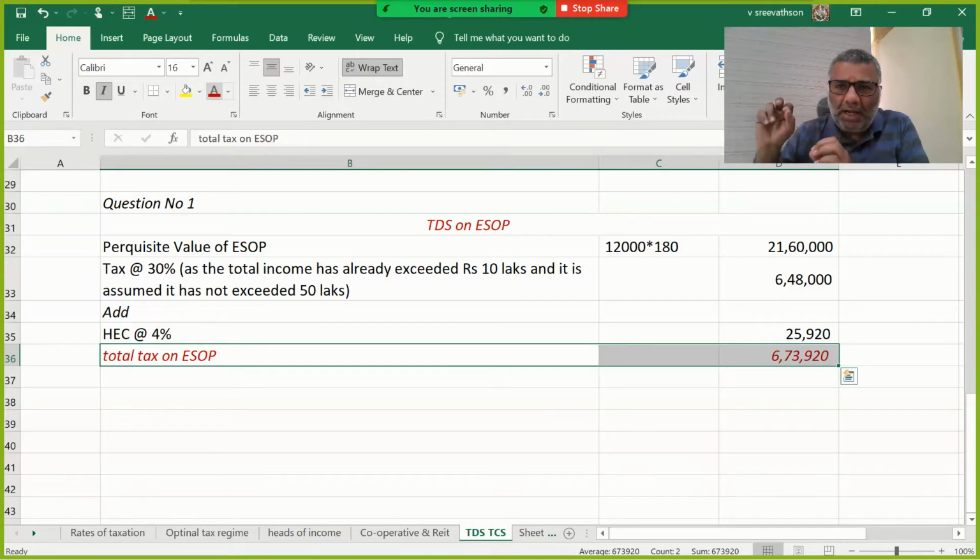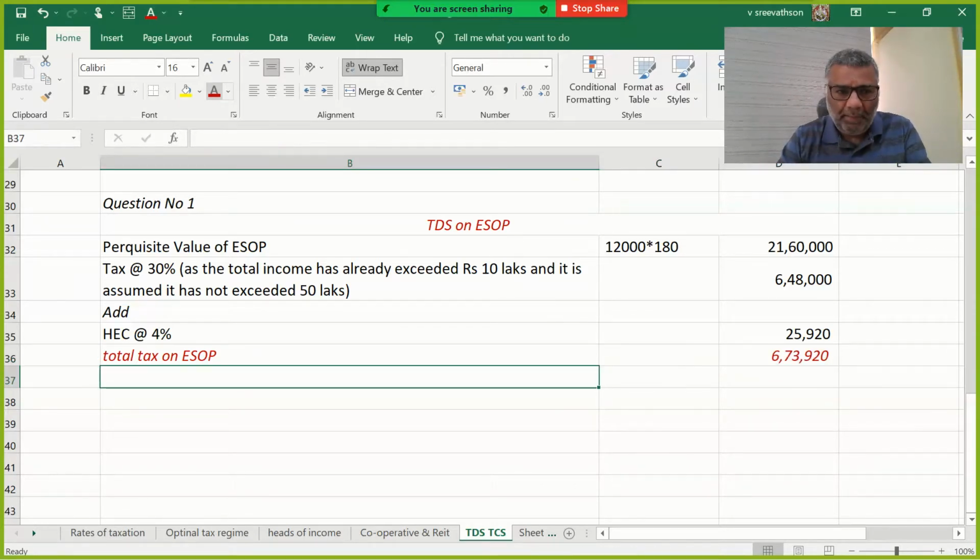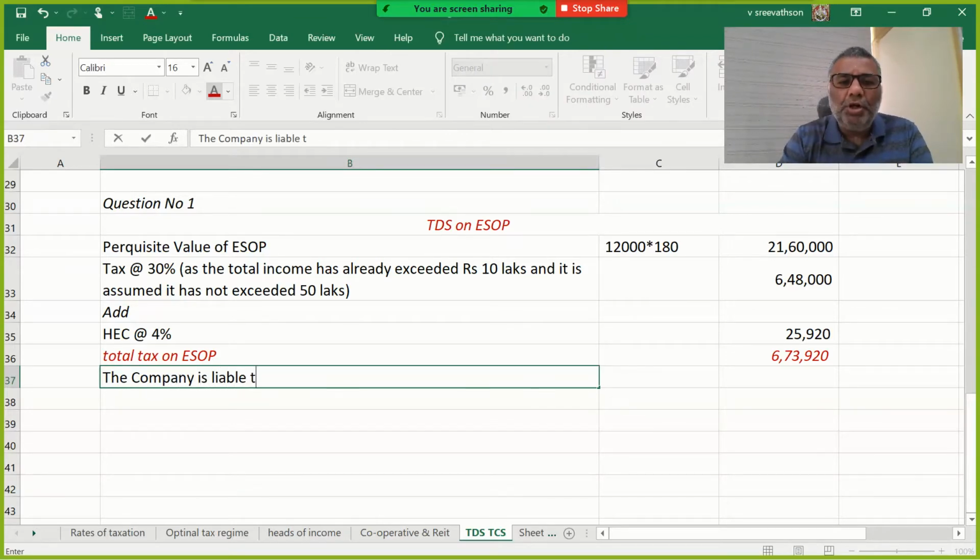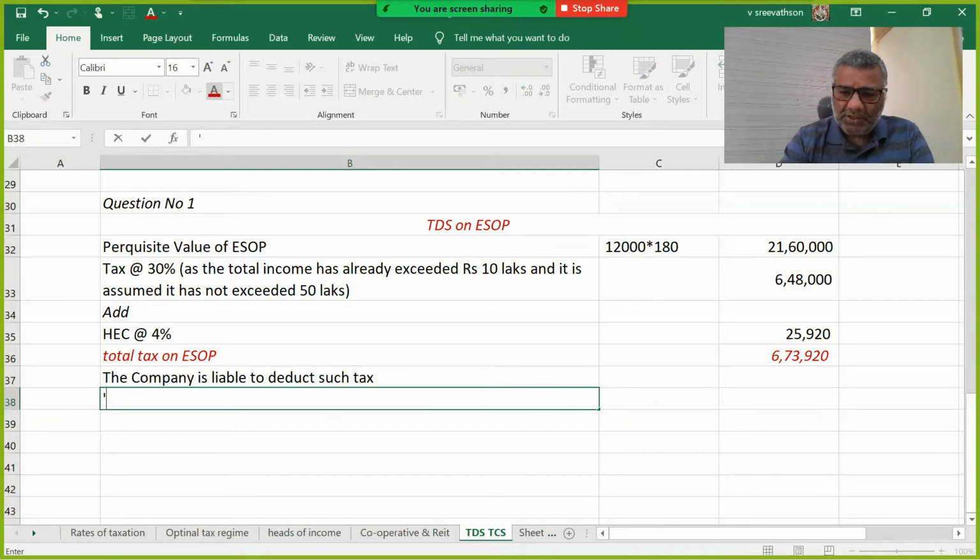6,73,920 total tax on ESOP. Okay, the company is liable to deduct such a tax. The company is liable to deduct such tax. Okay, 4 years from the end of the relevant AY.